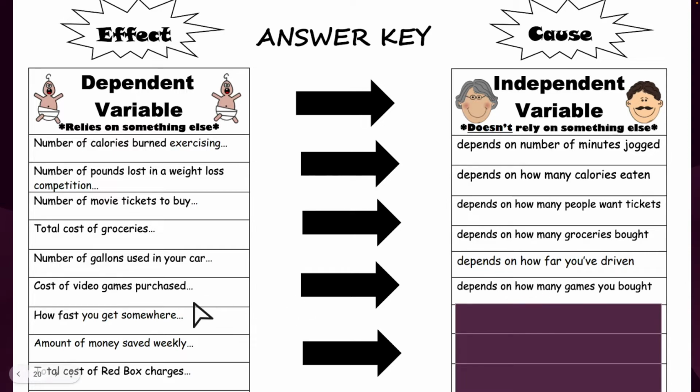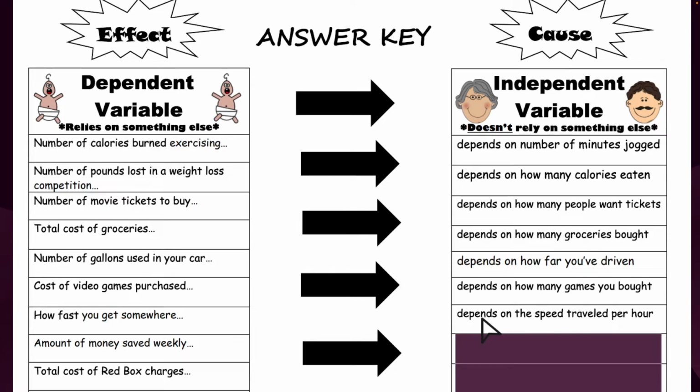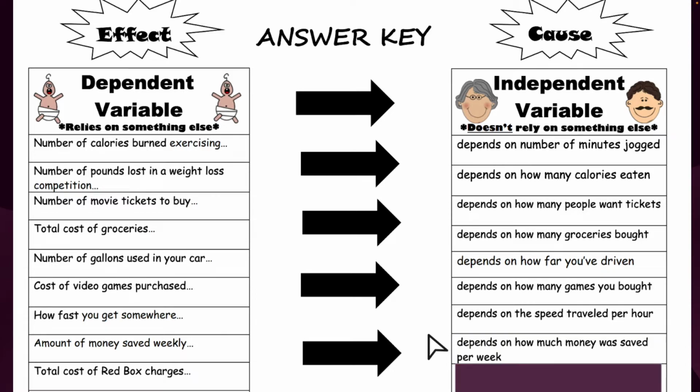How fast you get somewhere. Well, that's going to be directly affected by how fast you're driving, right? So hopefully we're not speeding, but if we're going the speed limit, we might get there faster than if we go below the speed limit, right? So that speed directly affects how fast we get somewhere. Amount of money saved weekly. Well, that could be affected by how much we spend or how much we save. But by not spending as much per week, we can save more. Or just literally how much we've put aside specifically for saving every week.